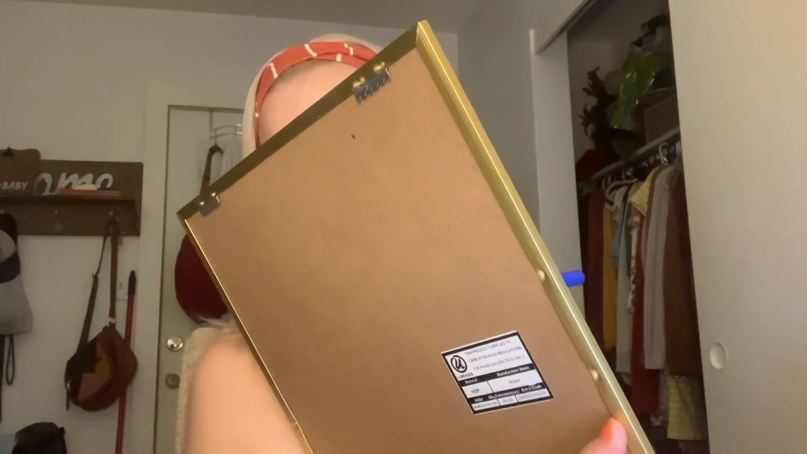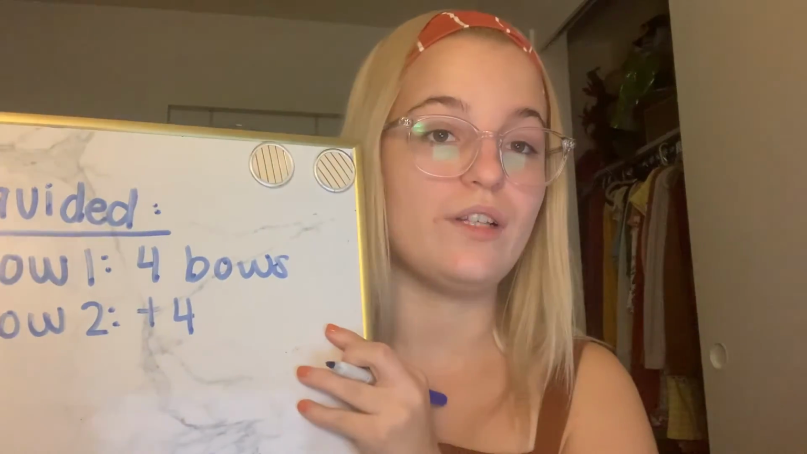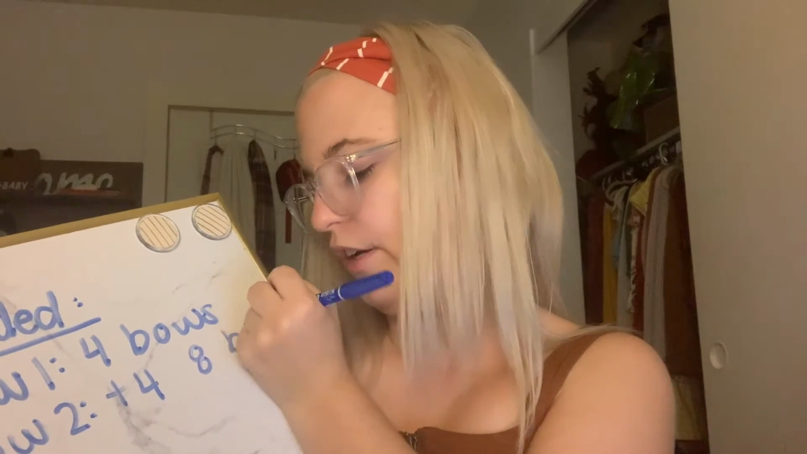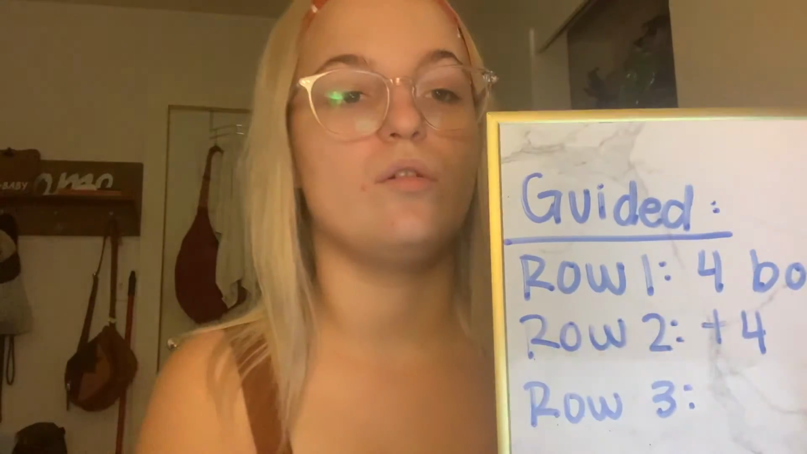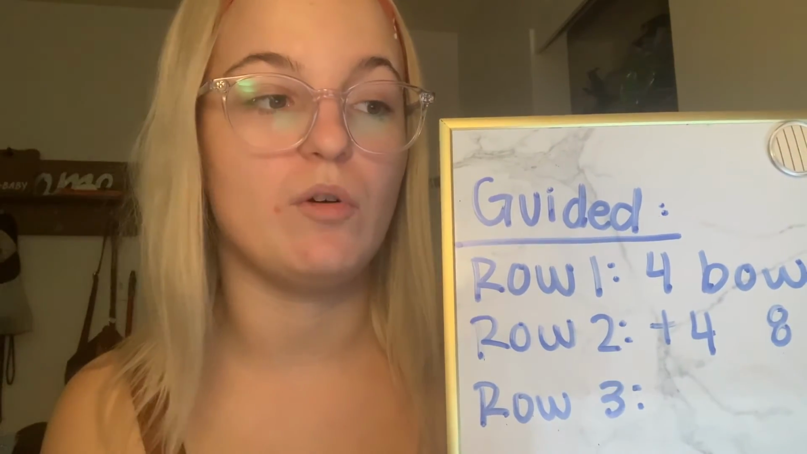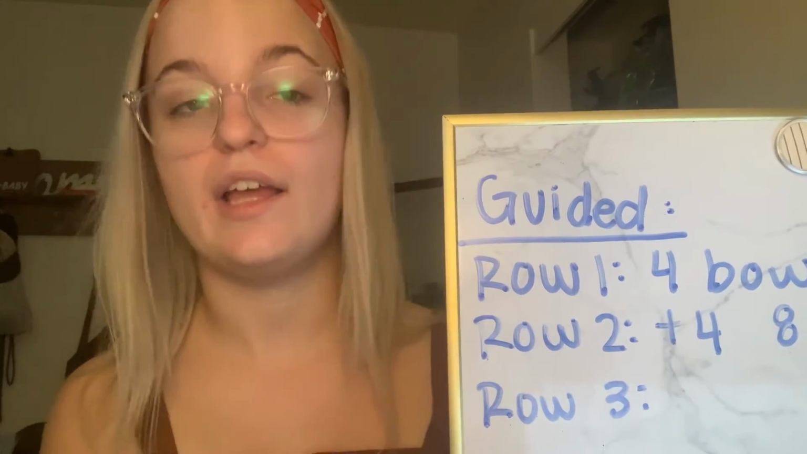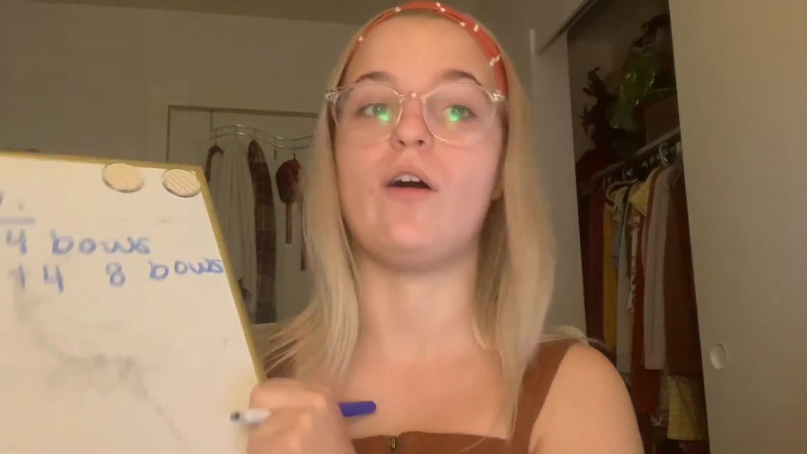So I would write on my board, row 2. In row 2, I would write plus 4. What is 4 plus 4, everyone? 8 bows. Very good. Now we have row 3. Remember, our rule is adding by 4, so can someone tell me what we would add for row 3? We would add 4, which gives us what? 8 plus 4 equals 12. Very good.